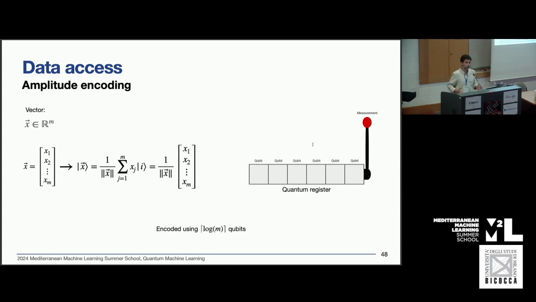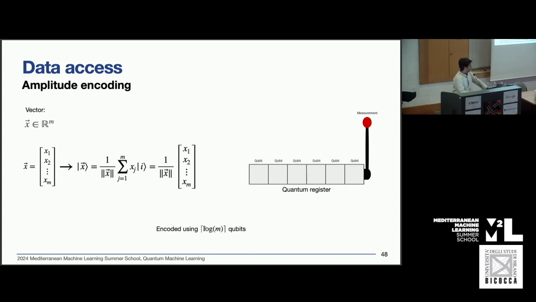And what you can do is you encode the information in the amplitudes of your state. So if you have a vector here, what you can do is you encode it in the linear coefficient of a quantum state, and you get this kind of vector encoded in the amplitudes. What happens here is that if you measure, you don't measure the entries of the vector, but it's somehow like you measure an index of the vector with a probability that is proportional to the magnitude of the vector element. So this is what is happening in this slot machine.